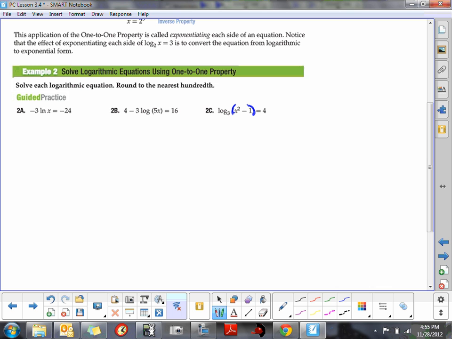So you've got to get rid of the log base 3 first. Our log is already isolated, and our argument is all contained inside those parentheses. So how do we undo a log base 3? To me, the easiest thing to think about is that the inverse of log base 3 is to exponentiate to base 3. This is really what they're calling their one-to-one property. 3 raised to log base 3 are inverses, so we've got x squared minus 1 equals 3 to the 4th. So 3 to the 4th is 81.